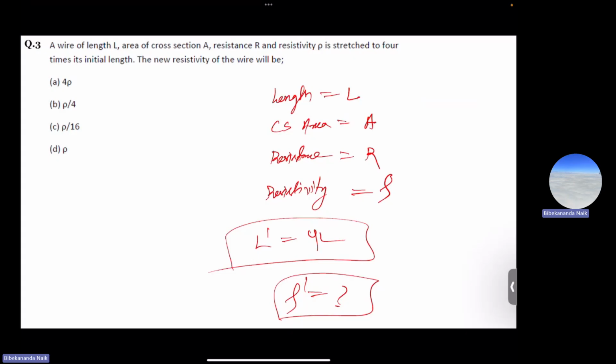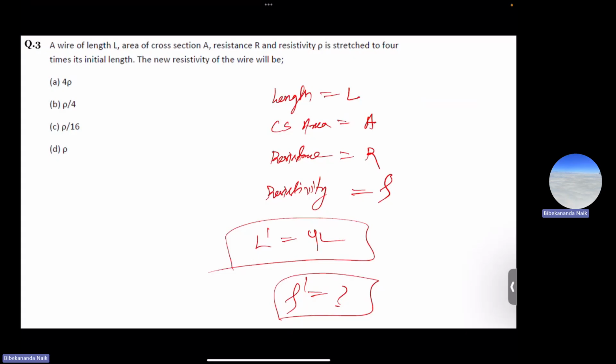So if you remember the question number 1 that we discussed today, this question was related to the factors that affect the resistivity of the conductor. There we discussed that the resistivity of the conductor is independent of its shape and size, that is the length and the area of cross section. Unless we are changing the material or the temperature is being changed, the resistivity will remain the same.